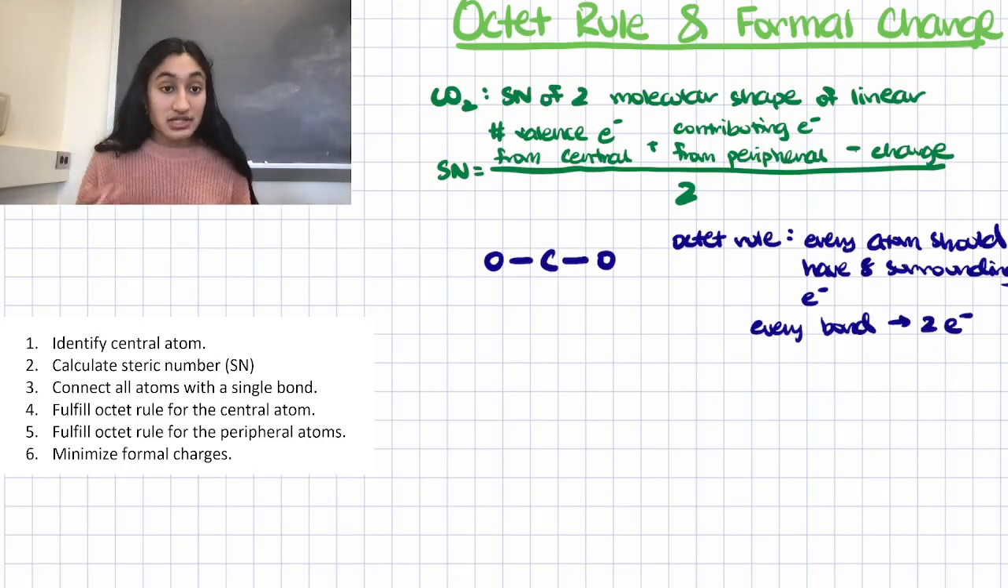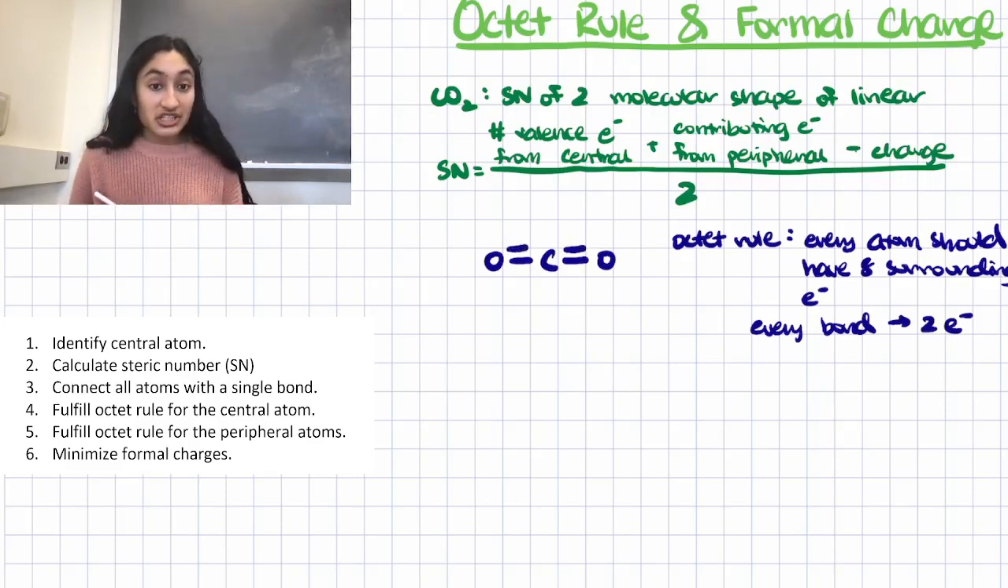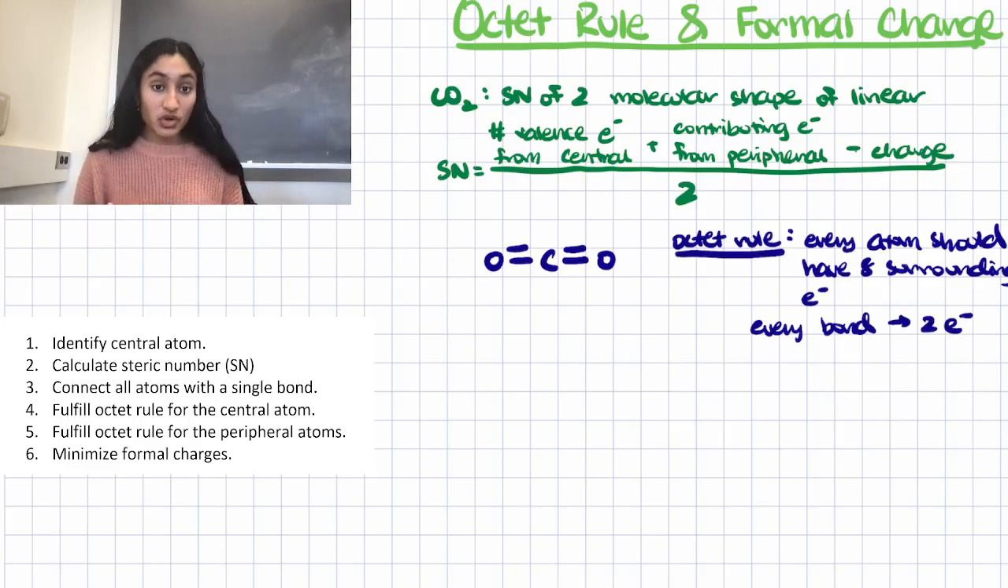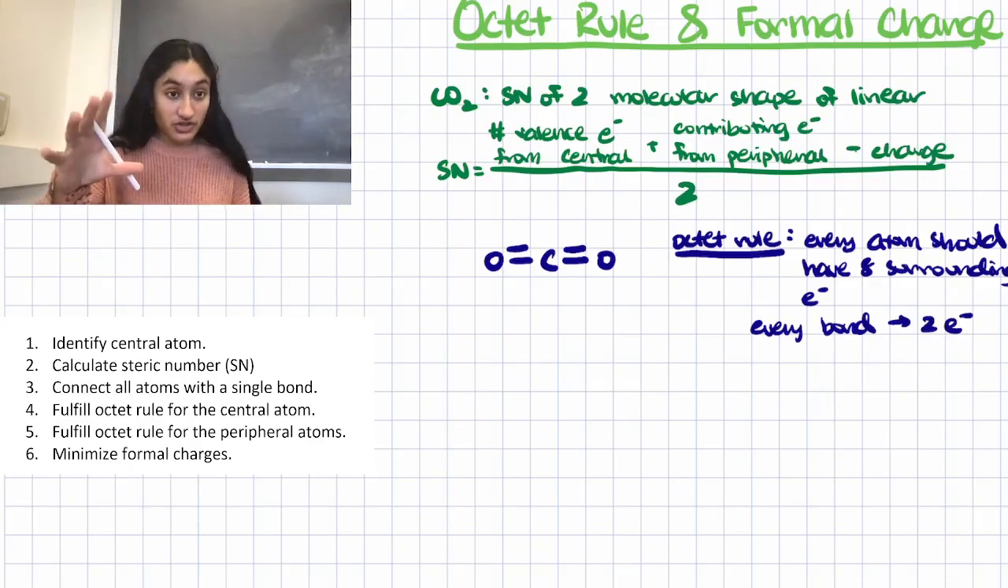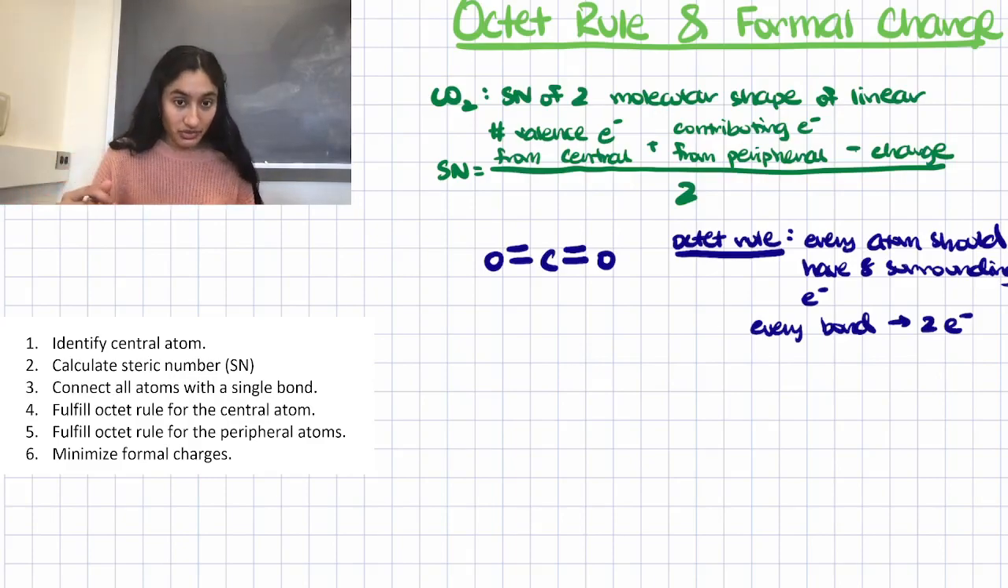So in this case, the way that we're going to do that is by adding double bonds to each of the oxygens. Now we have fulfilled step 4. And just as a note here, you're always going to try to fulfill the octet rule after fulfilling the steric number. So steric number comes first. You need to make sure that that is correct, and then you move on to octet rule.